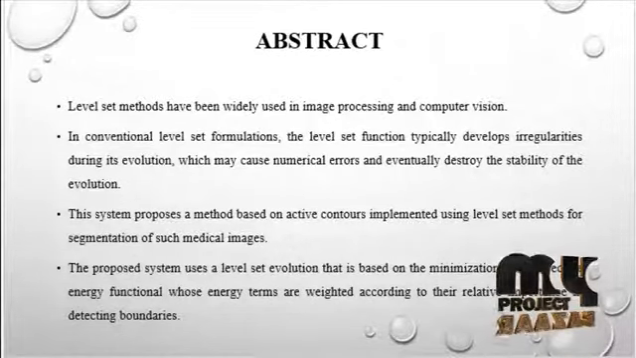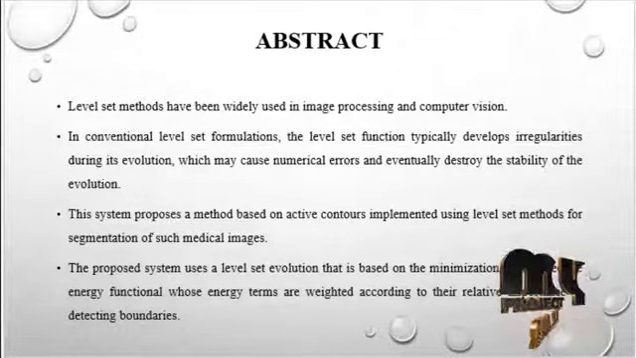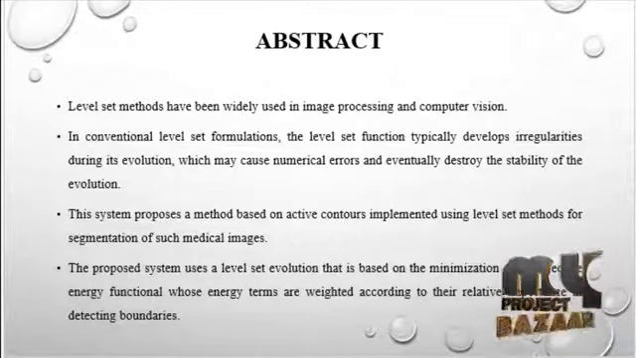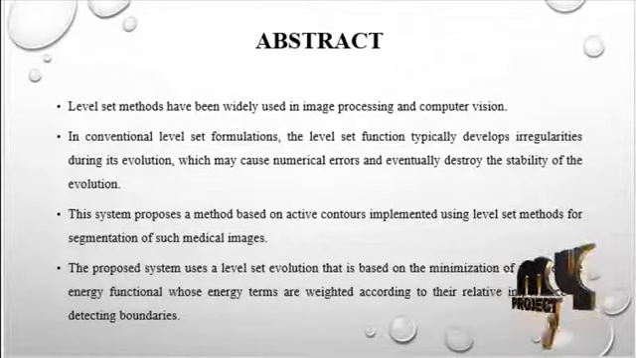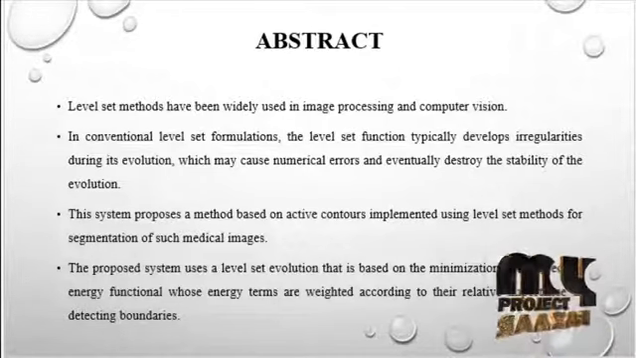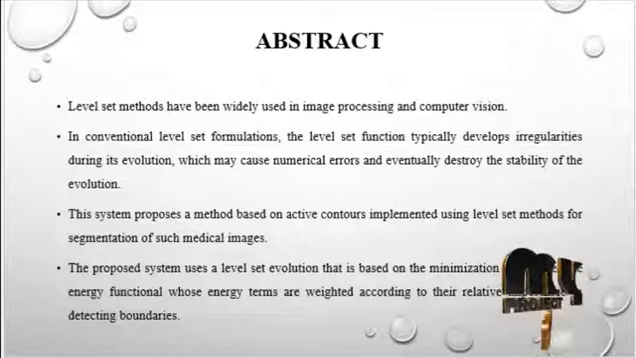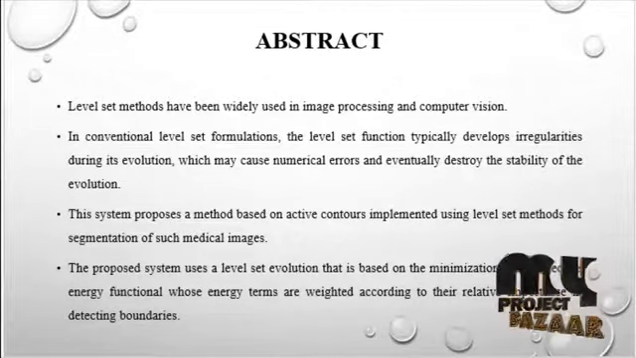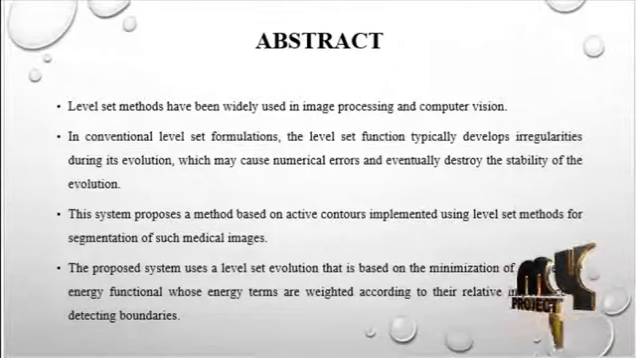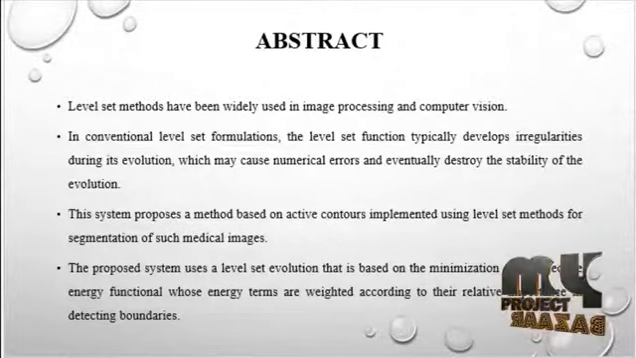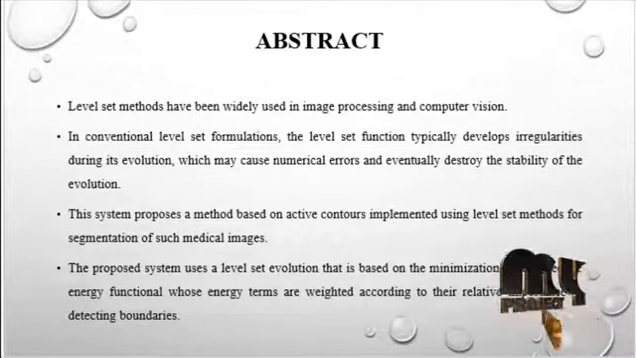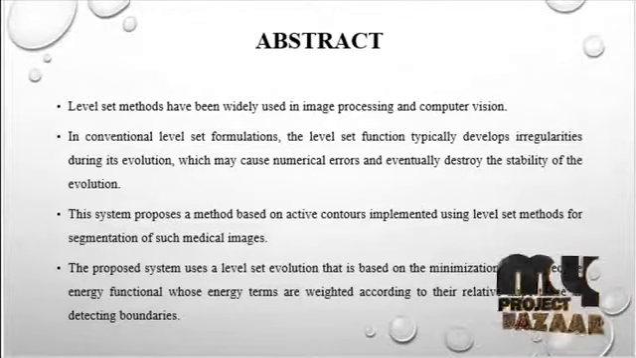In the context of medical image segmentation, weak edges and inhomogeneities remain an important issue that may hinder the accuracy of any segmentation method based on active contours implemented using level set methods. In this project, we propose a method based on active contours implemented using level set methods for the segmentation of medical images. The proposed method uses a level set evaluation that is based on the minimization of an objective energy functional whose energy terms are weighted according to their relative importance in detecting boundaries.